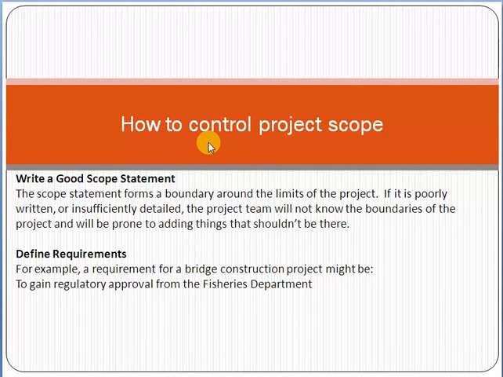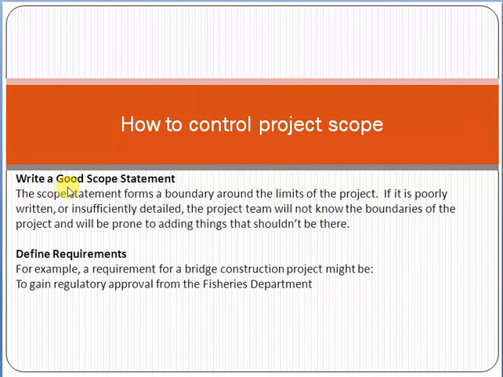Friend, today's topic is how to control project scope. First of all, we have to understand what we mean by scope. Scope means the things which we are going to deliver to the customer. Basically, the deliverables, the things which we are going to deliver. That is called the scope, and it defines the boundary of the things which we have to deliver to the customer.